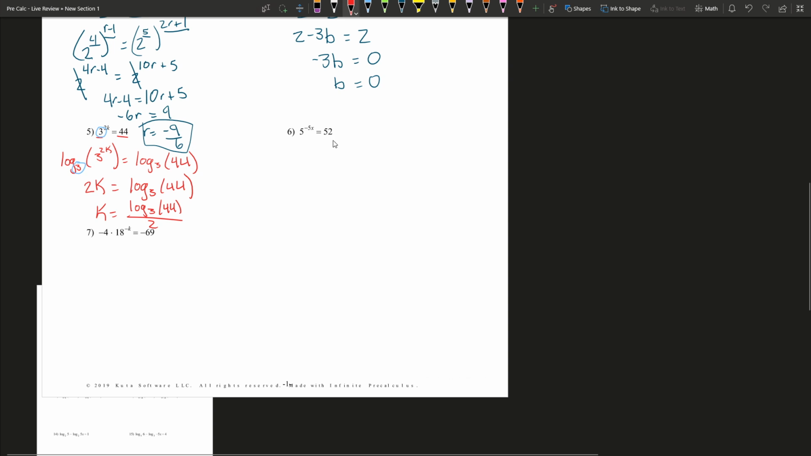Number 5 is very similar. Except this time we have a base of 5 on the left-hand side. And in order to undo that base of 5 so we can get the exponent by itself, we want to take the log base 5 of both sides.